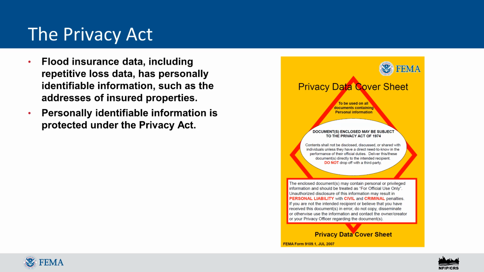Let's take a few moments to talk about the Privacy Act. With the data you will be provided comes a bright yellow Privacy Act placard. The Privacy Act applies to any insurance data, including repetitive loss data, which has personally identifiable information such as the address of the insured properties. If you need to move this data among the various departments within your community, you may do so. The data comes to you password protected. You should continue to leave it as password protected. You may share it within the departments of your community for planning purposes only, but make sure you keep it intact with the password.